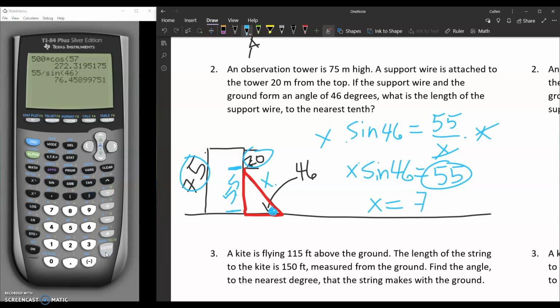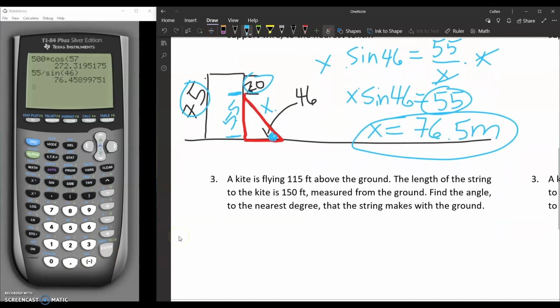And that will give me 76.5 after rounding. It also asked me to do the nearest tenth here, and these are meters. I didn't put my units till the end, but these are meters. Okay, so we'll talk about one more.